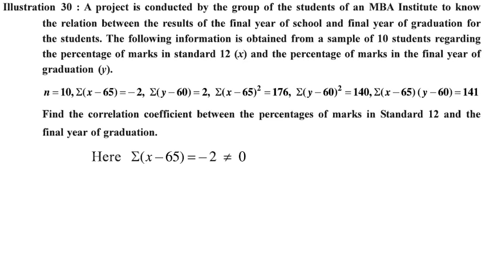That also means that if we deduct a certain value from x and we get 0, then that value should be x bar. Right now x minus 65 is not 0. That means 65 is not x bar. Therefore, we will take 65 as an assumed value, that means a. Similarly, y minus 60 is 2, which is again not 0. When this value is not 0, we assume 60 as b.